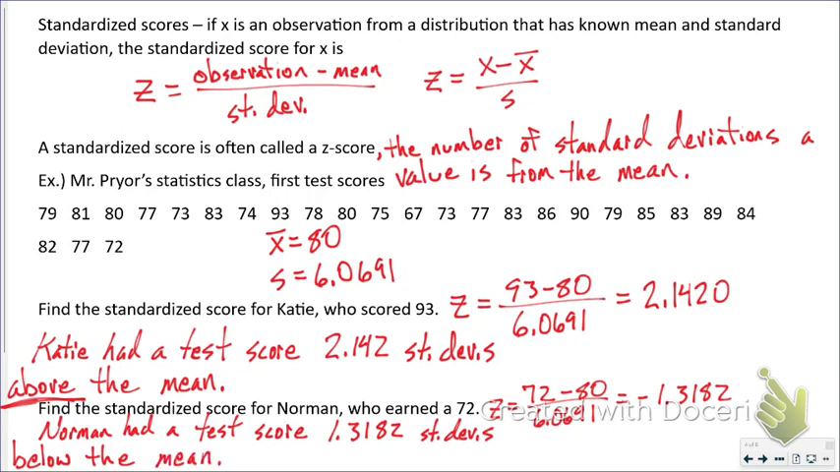You have an argument if you throw the negative in front of the 1 and you say test score negative 1.3182 standard deviations away from the mean, because then that negative is implied. Whereas up above, I feel like it's really important to say above no matter what if you have a positive z-score. All right?